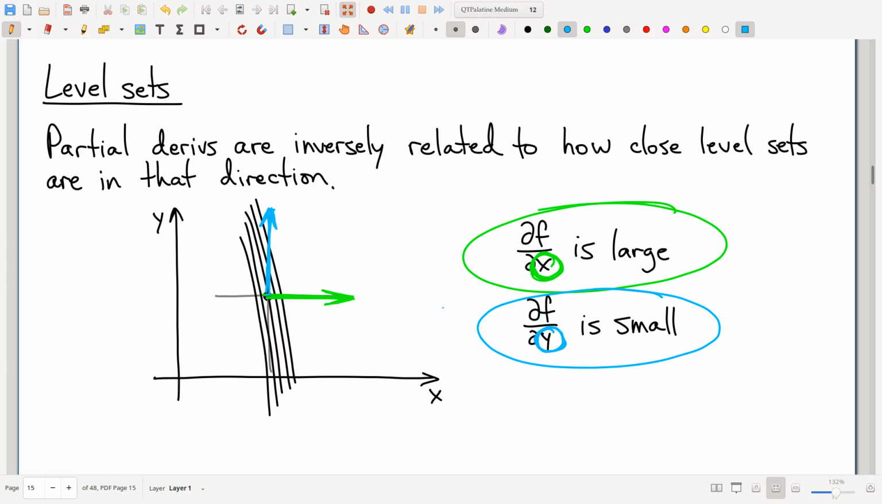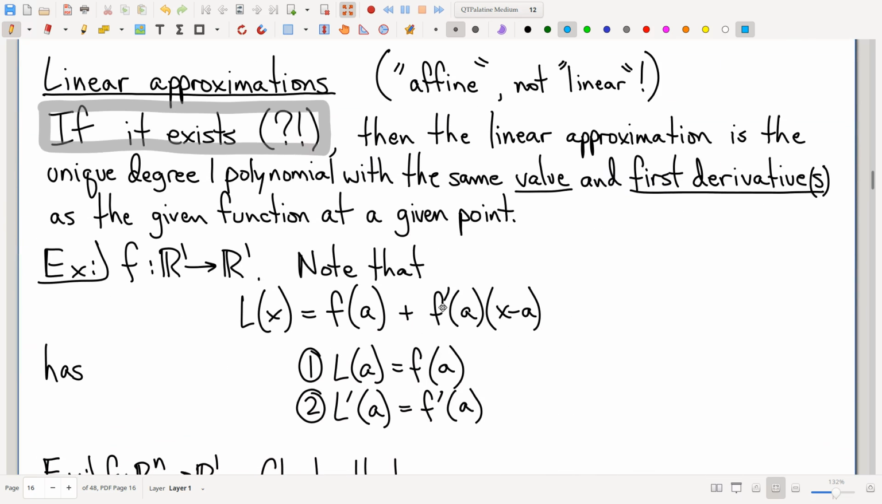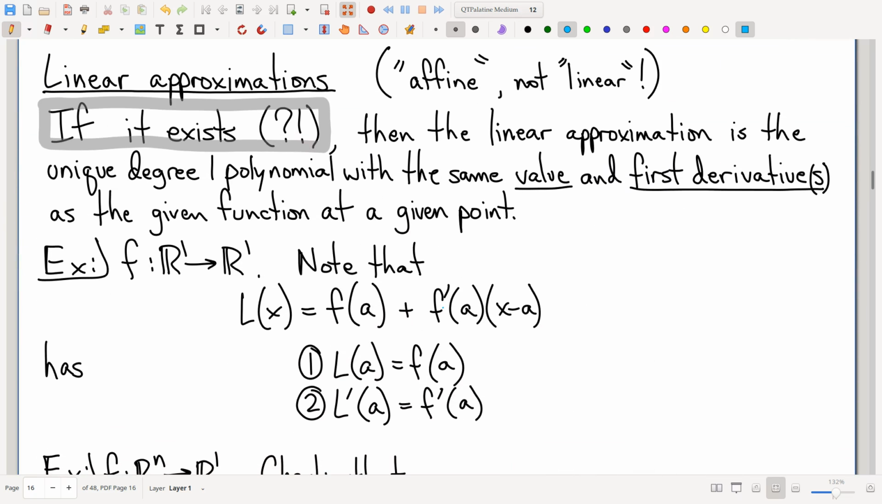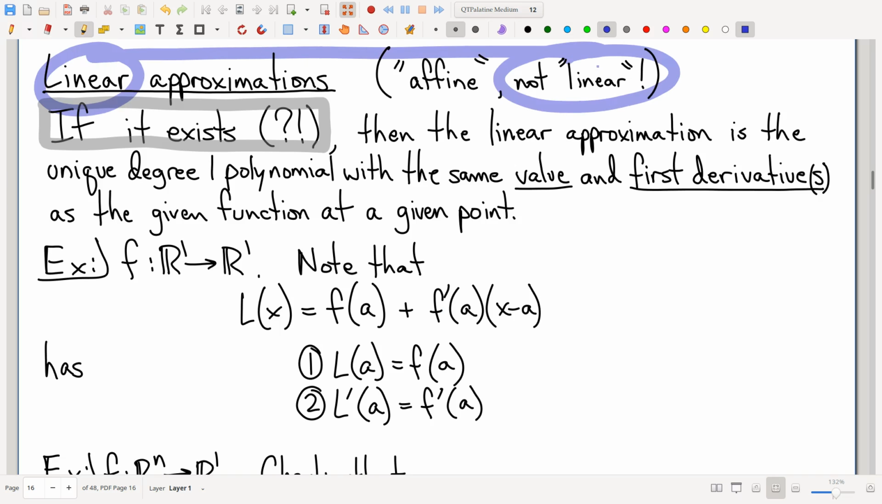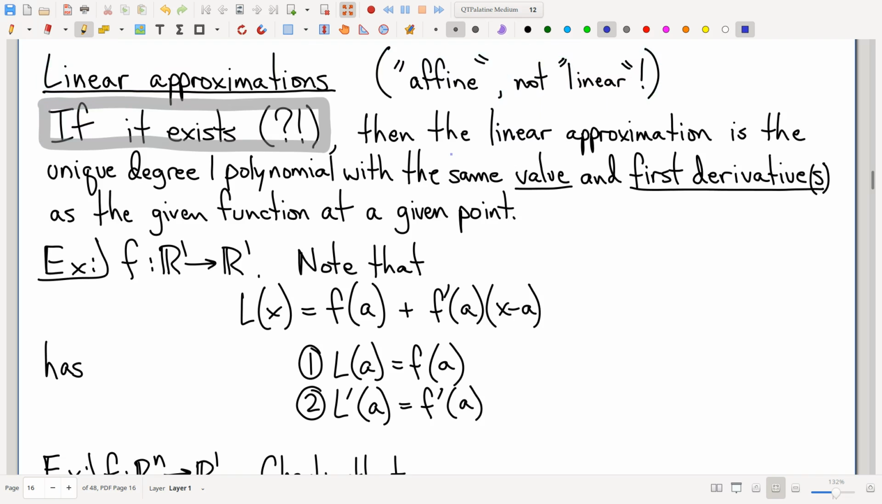Okay, all right. New thing we're going to talk about: linear approximations. There's a couple of little annoying points I have to talk about. First of all, linear approximations are not linear. That's weird. Why do we call them linear approximations if they're not linear? Yeah, it's a good question, and there's somewhat of an answer to that question that I'll get to in a little bit. Anyway, just keep that in mind.